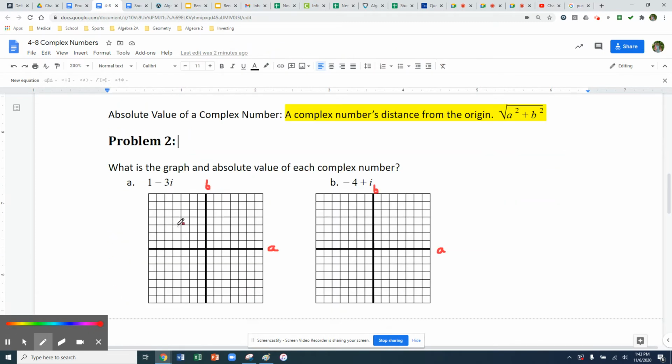So we'll start by graphing our complex numbers. We'll graph the 1 and the -3, the a and the b, based on the a and b axes on our coordinate plane. We're thinking of it as the coordinates 1, -3. So 1 would be 1 to the right, and then -3 is going to be down 3. So there's the complex number 1 minus 3i. The absolute value then is this distance back to the origin.